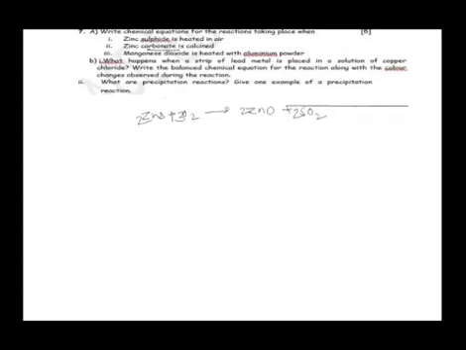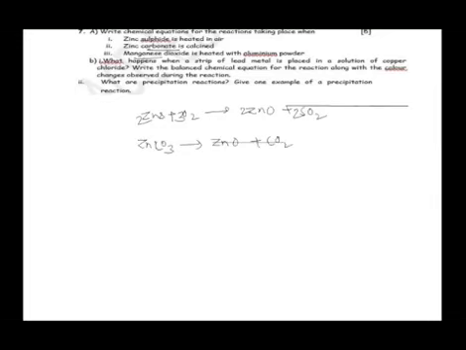Same for zinc carbonate when it is calcined. In the absence of oxygen, zinc carbonate, ZnCO3, will give ZnO plus carbon dioxide.